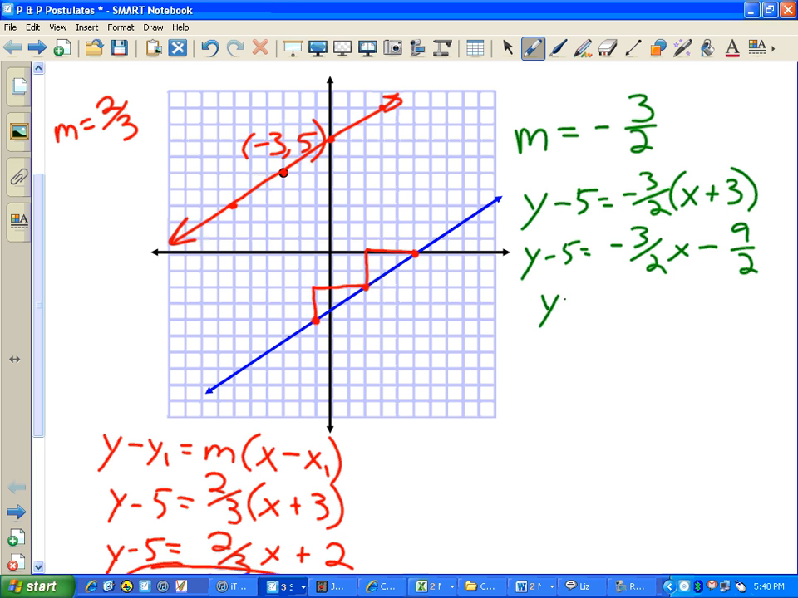Add the 5 over. I get negative 3 halves x. 5 is 10 halves, so I'm adding 10 halves to 9 halves. That leaves me with negative 9 halves, which leaves me with 1 half. That means if I graph this line, I would start at a half.